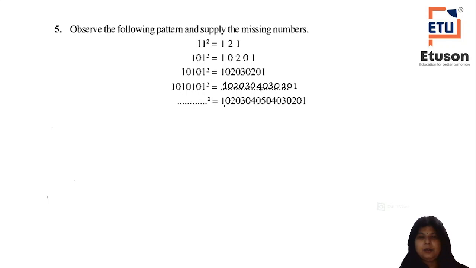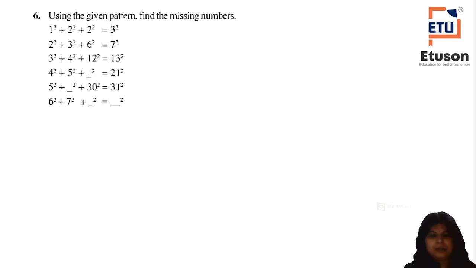Okay. So now you see the final answer. That is, you have 1 0 2 0 3 0 4 0 5 0 4 0 3 0 2 0 1. That means the number should have 5 ones. Correct? 5 ones, and in between you should have 0. So 1 0 1 0 1 0 1 0 1 square. Correct? So observe the pattern minutely, and you can get the answer. Correct? Hope you have understood. Now let us go to the next question.